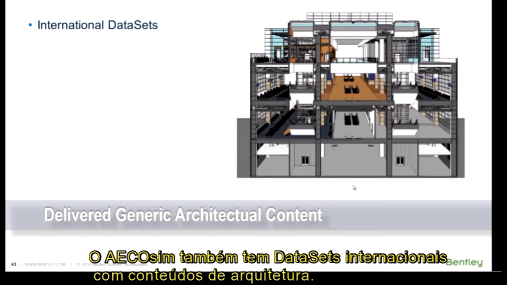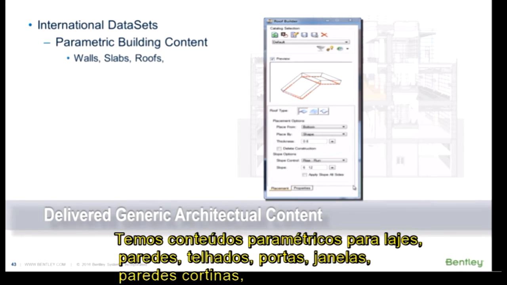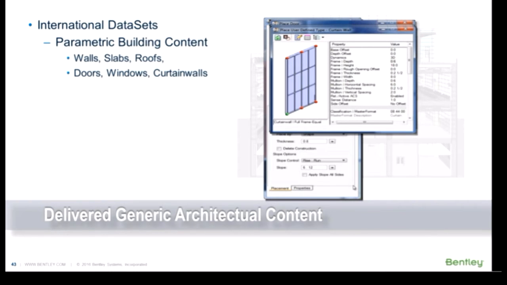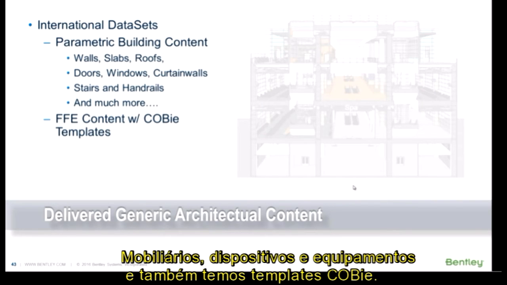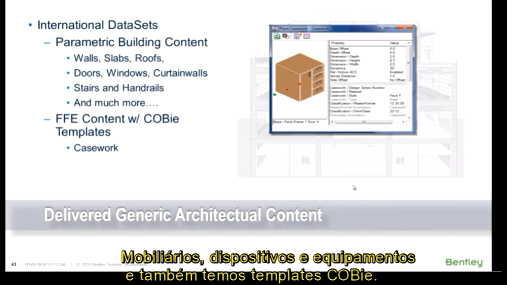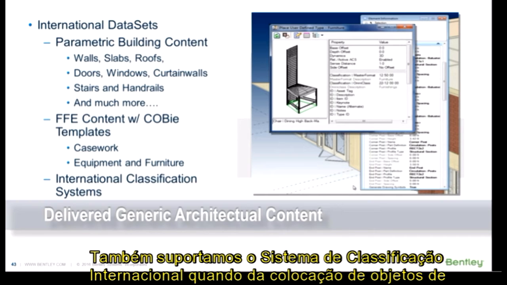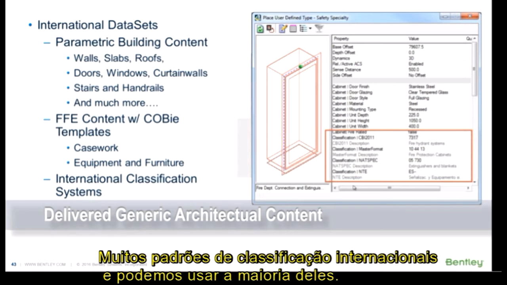Building Designer also delivers dimensional data sets with architectural content. So we have parametric content for slabs, walls, roofs, doors, windows, curtain walls, stairs and handrails, and much more. Furniture, fixture, and equipment, and we also have Kobe templates to be going Kobe as well. And then we also support international classification systems when we're placing the objects, such as MasterFormat. There's many international classification standards, and we support most of them.